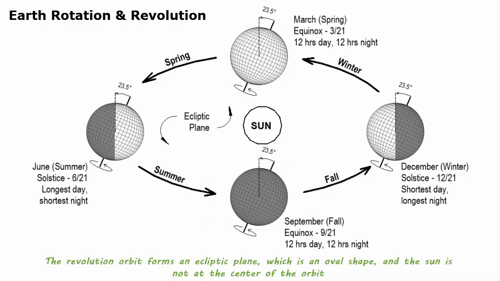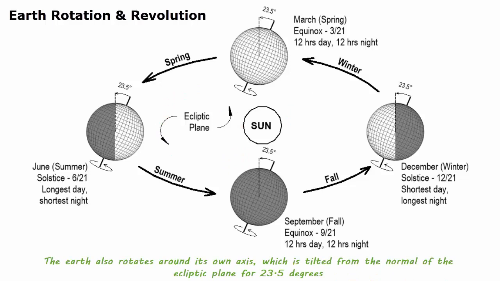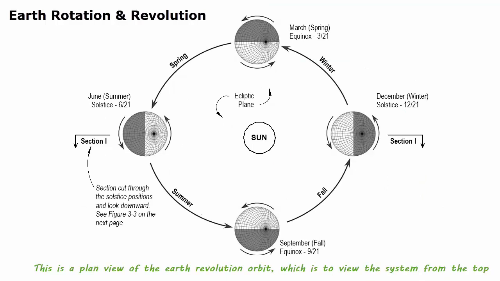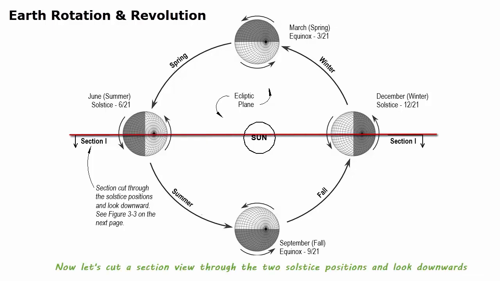The revolution orbit forms an ecliptic plane, which is an oval shape, and the Sun is not at the center of the orbit. The Earth also rotates around its own axis, which is tilted from the normal of the ecliptic plane by 23.5 degrees. This is a plan view of the Earth revolution orbit, which is to view the system from the top. Now let's cut a section view through the 2 solstice positions and look downwards.